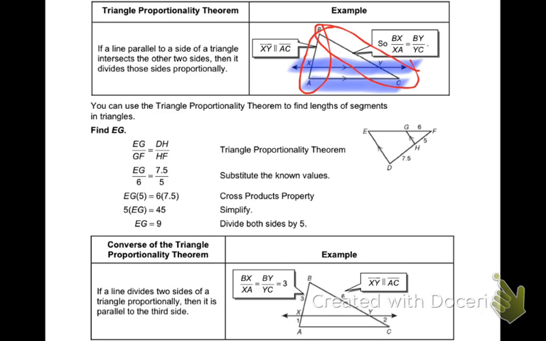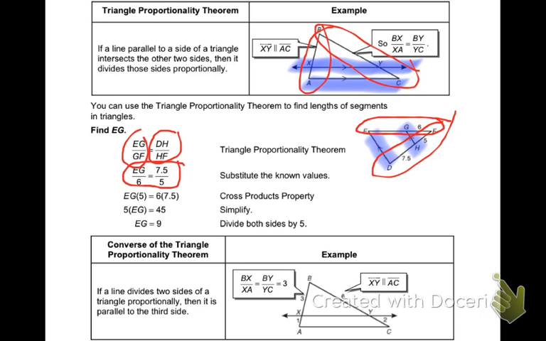Alright, so again, I look over to my diagram below that, and my lines are parallel. So because my lines are parallel, EG is proportional to GF, and DH is proportional to HF. So I can set up a proportion and solve for the missing values there. Alright, those are the proportions we're talking about. Now the converse of that just says if it makes the proportion, then the lines are parallel. So the converse of it just states the same thing in reverse.